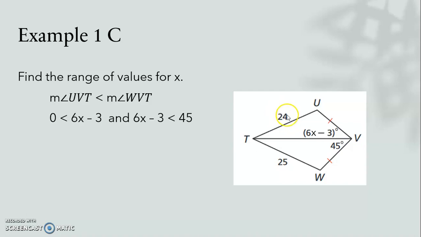So I know that 24 is smaller than 25, so 6x minus 3 is smaller than 45. And I wrote 6x minus 3 is smaller than 45. Now you'll notice I did write two inequalities because they wanted a range of values. And I know that an angle measure has to be more than 0. So I wrote these two inequalities.